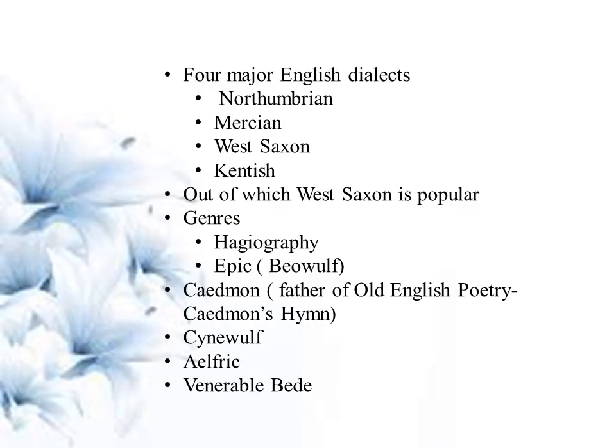Okay. There were 4 major English dialects during the period. What are they? They are number 1, Northumbrian, then number 2, Mercian, number 3, West Saxon, and number 4, Kentish. Out of which the West Saxon dialect was the most important, and Old English had various genres also, which were both religious and secular. For example, we have the genre hagiography. What is hagiography? That is about the lives of saints.